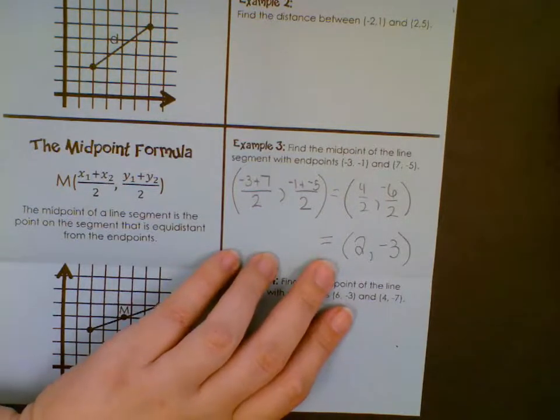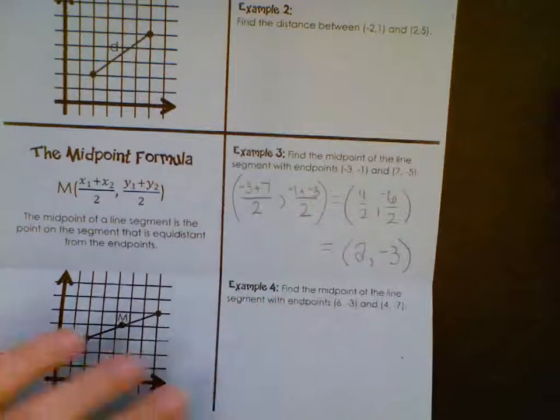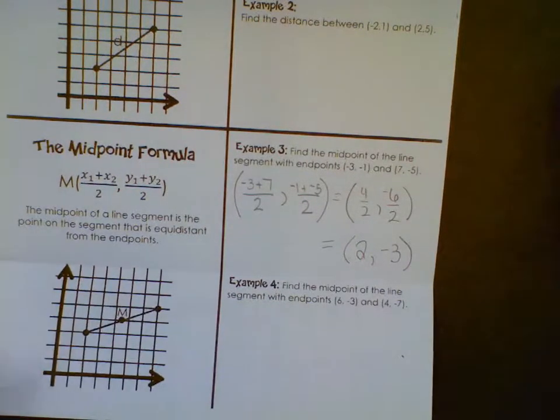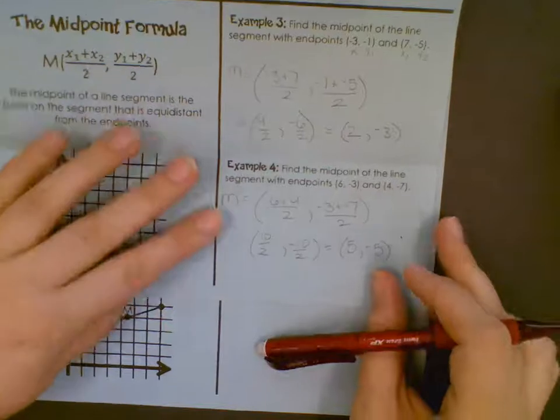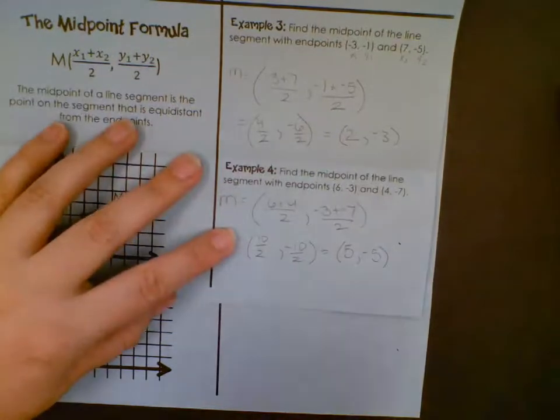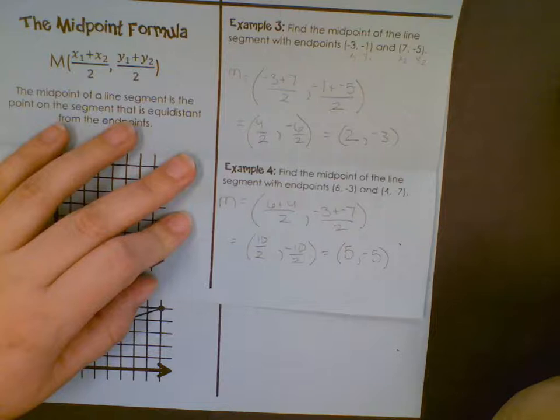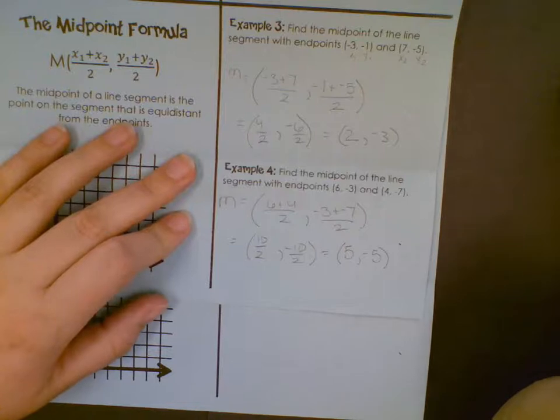Okay, so go ahead and pause your video, try example 4, and we'll see what we got. Okay, so I get that our midpoint is 5, -5. Make sure you write down any questions you had on that example too.